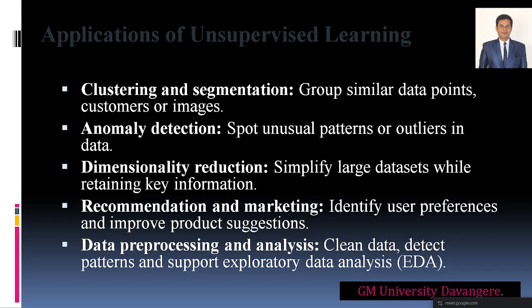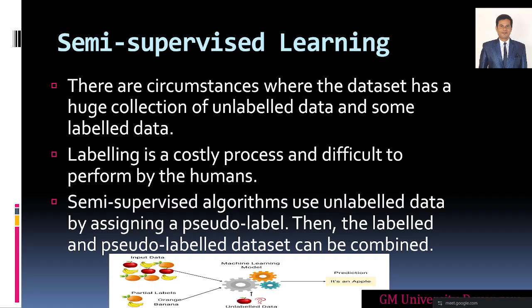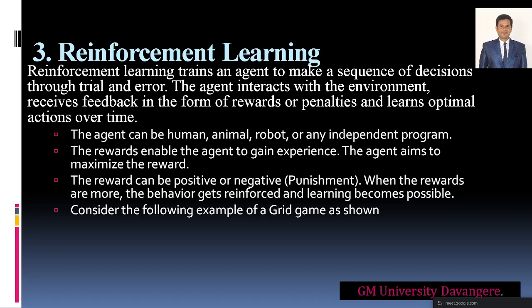Okay, so that is how this can be used in the various applications, right? Semi supervised learning is a hybrid of these two. Okay, reinforced learning is also similar, with agents that can be humans, animals, robots, or any independent program, right? It will try to reward the agent to gain experience. The more it understands, the learning trains an agent to make a sequence of decisions through trial and error methods, right? So reinforced learning is more advanced than these two, right? It will try to learn to make the sequence of decisions through trial and errors.